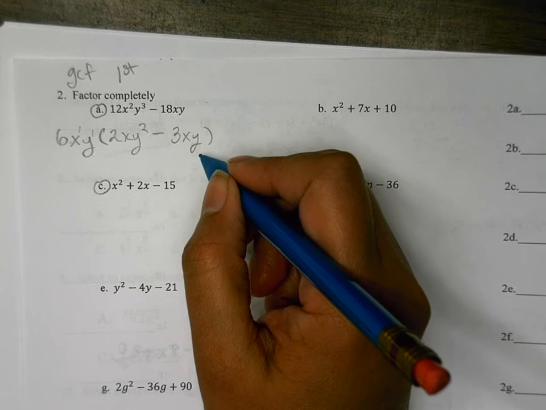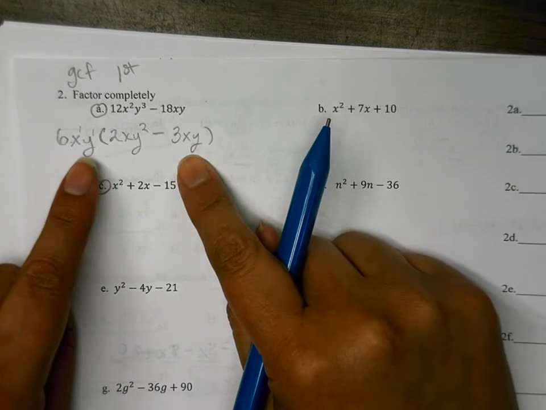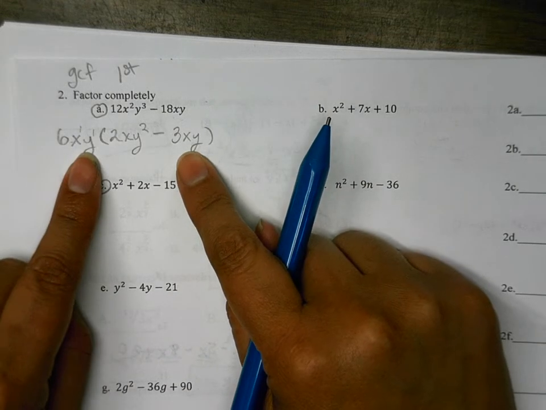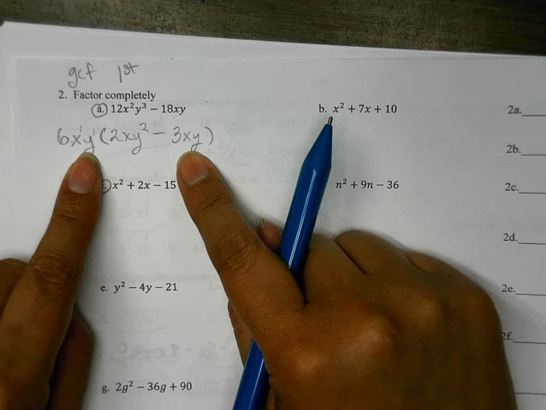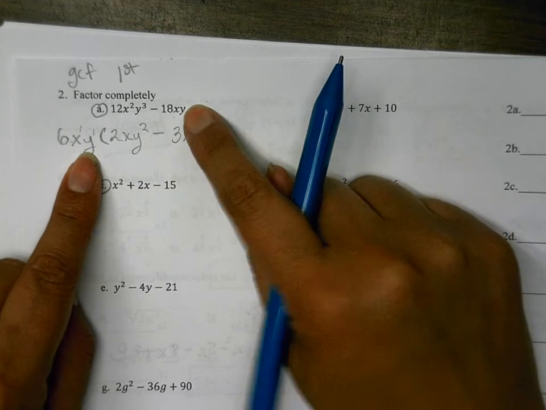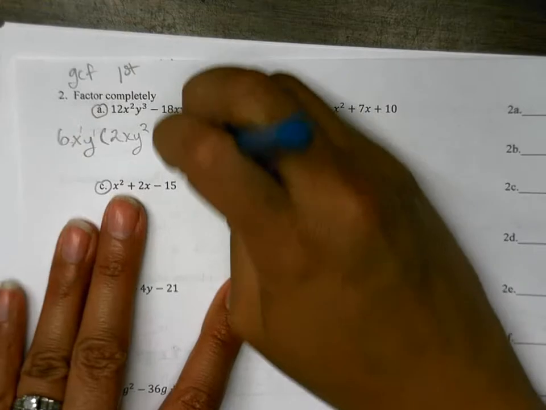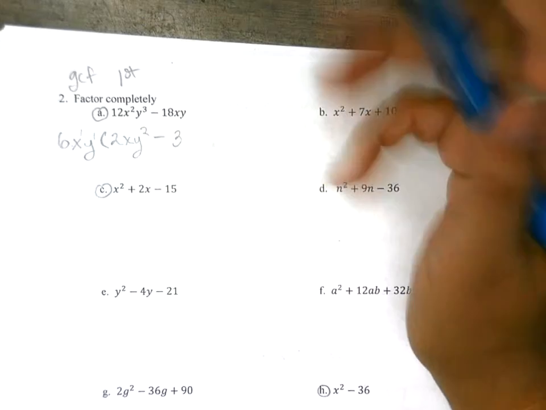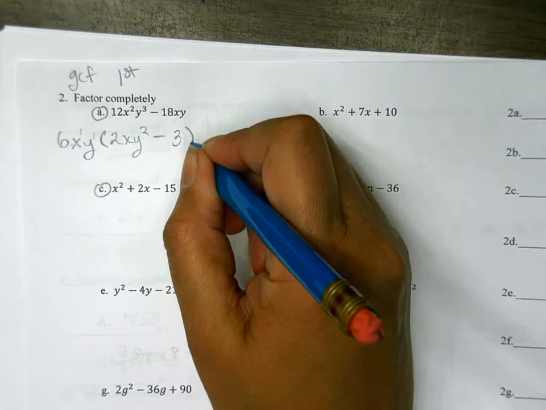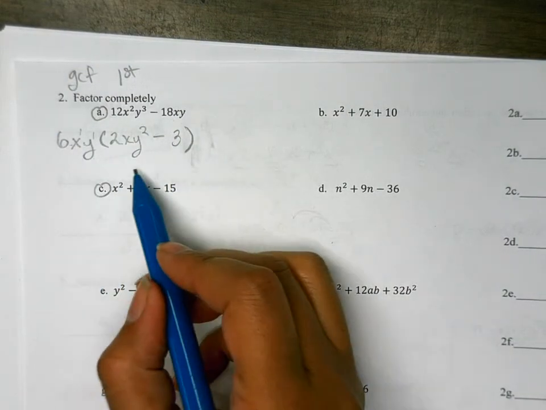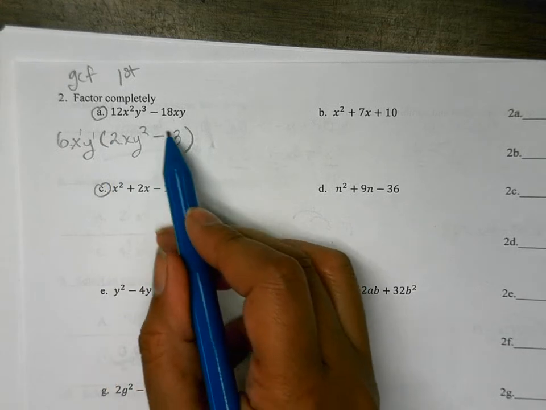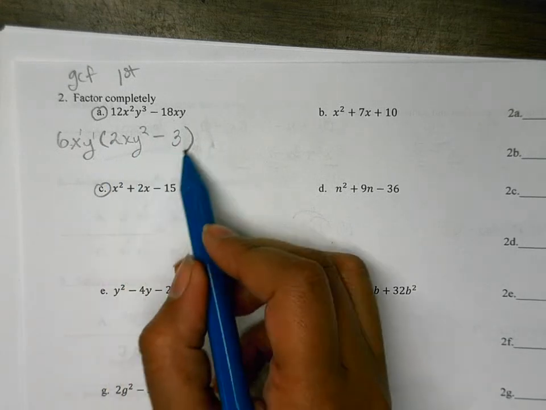6 times what is 18? Now, some kids will do this. Is that okay? They'll say, oh, well, there's an xy. I should put an xy. If I did put an xy, what's xy times xy? X squared, y squared. Is that what I have there? No. So really, what should it be? Just the 3. Good. And that there is your answer.